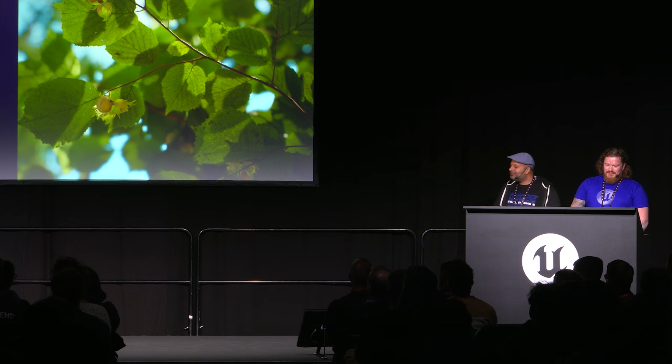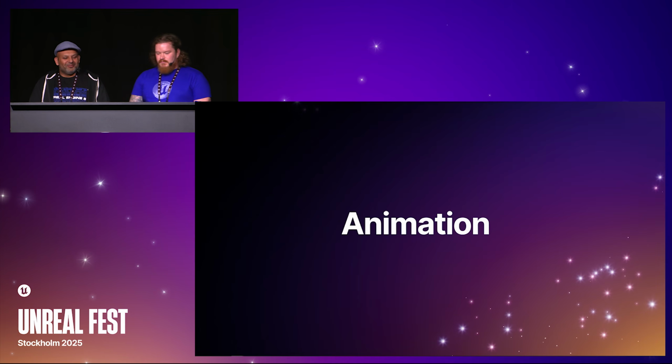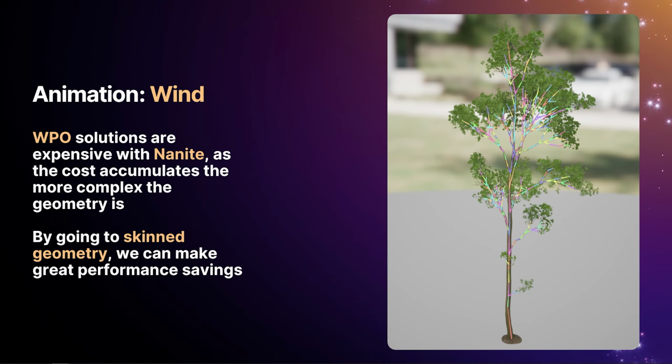All right, moving on from terrible puns onto animation. So we needed something new to deal with wind. As mentioned, WPO is not great when dealing with these dense meshes. Cost just accumulates very quickly as density goes up. We needed to come up with a different way to do this. We're still in the early days of exploring this fully, but we are looking at skinned geometry as a solution. We can make great performance savings by using bones and having them move the trees around instead of relying on WPO solutions.